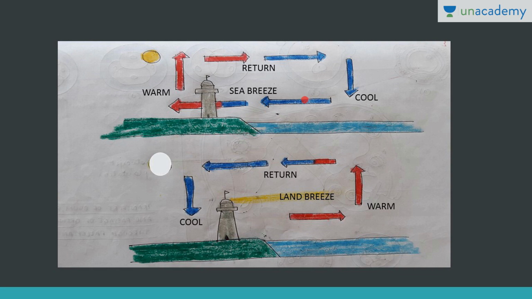And just the reverse happens during daytime. There is low pressure on the land and relatively high pressure on the sea. So the winds move from high pressure, that is from the sea, towards the land.